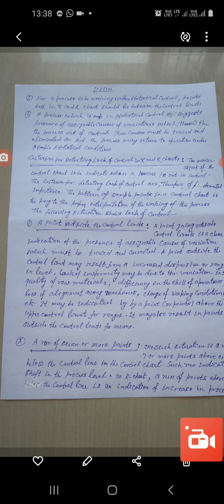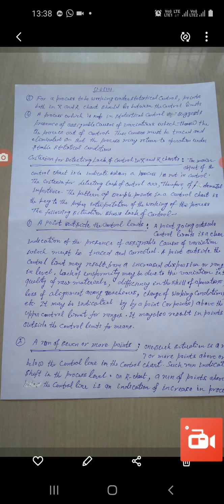Okay, the following situation shows lack of control. Now we will discuss one by one some conditions which show the lack of control. Number one point is a point outside the control limit. If there is a point or more than one point which is outside the control limit, then what does it show? A point going outside control limits is a clear indication of the presence of assignable causes of variation, which must be traced and corrected.